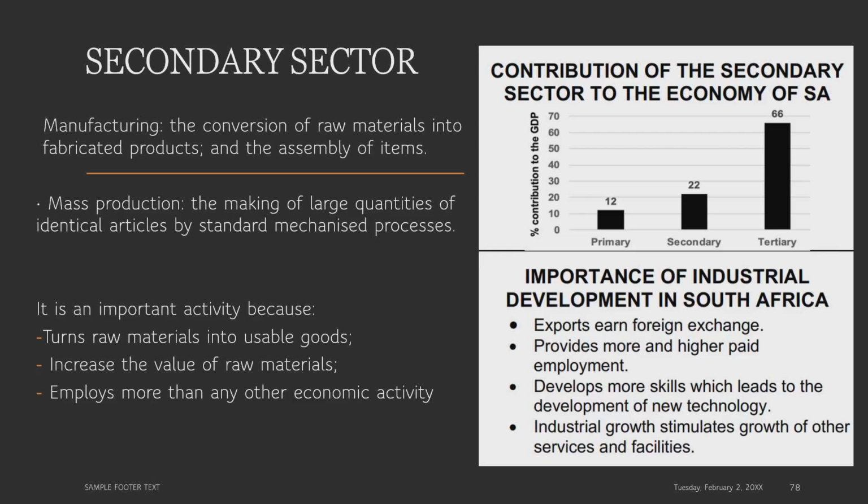Okay, secondary sector, what do we know about it? It's all about the manufacturing and the processing of raw materials into value-added products. So we are trying to increase the values of our raw materials so that when we export them, we get more in return. It is an important activity because it turns raw materials into usable goods and it increases the value of the raw material and it employs a lot of people in the economic sectors.